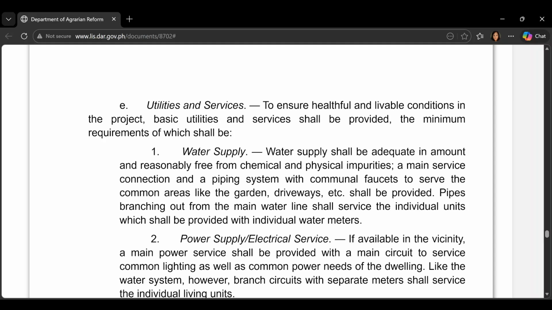To ensure healthful and livable conditions in the project, basic utilities and services shall be provided, the minimum requirements of which shall be: 1. Water supply. Water supply shall be adequate in amount and reasonably free from chemical and physical impurities. A main service connection and a piping system with communal faucets to serve the common areas like the garden, driveways, etc. shall be provided. Pipes branching out from the main water line shall service the individual units, which shall be provided with individual water meters.